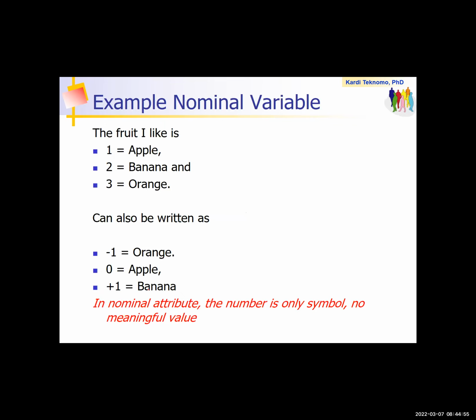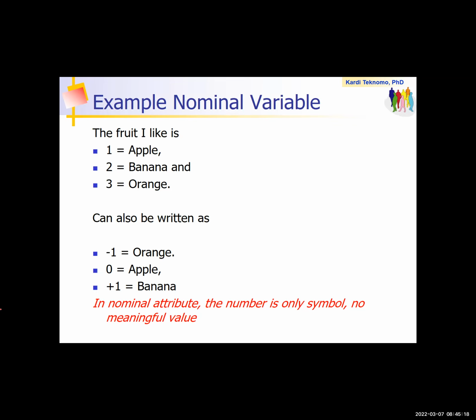So this is an example: the fruit I like is apple, banana, and orange. So it is mutually exclusive, meaning apple is not the same as banana and not the same as orange. And it is exhaustive, that means I don't like any fruit other than these three.